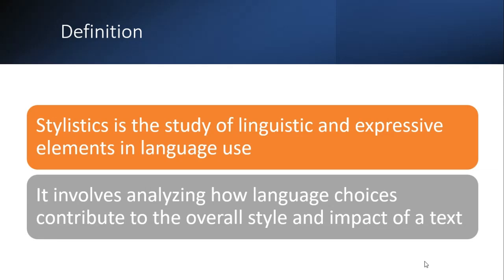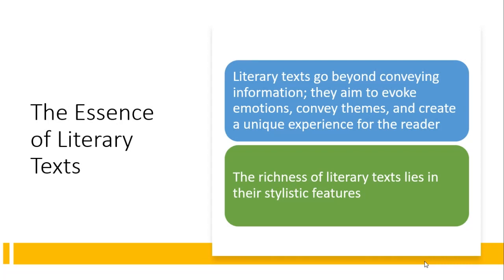If we see literary text, generally text means anything that is written or unwritten. But when we talk about literary texts, they go beyond conveying information. They aim to evoke emotions, convey themes, and create a unique experience for the reader. And this richness of literary text lies in their stylistic features. Literary texts are different from normal text. Almost every text has some information, but literary texts have emotions and themes and certain other impact, and this emotion and this theme is a result of the stylistic features.